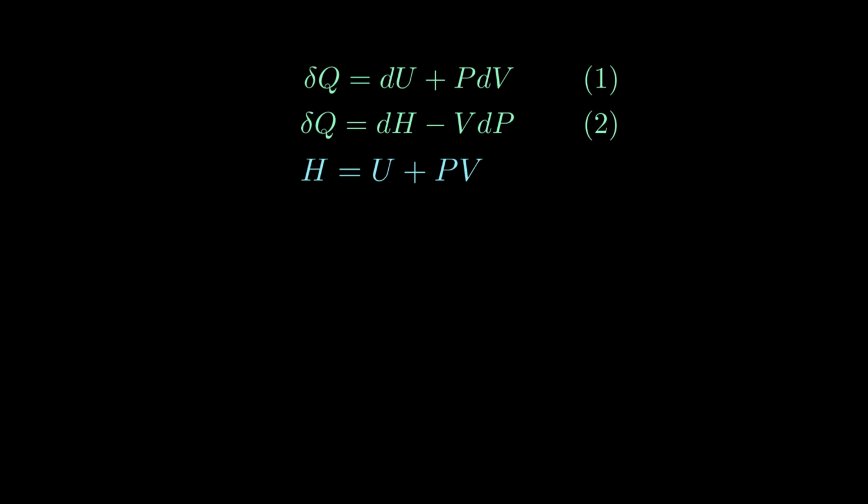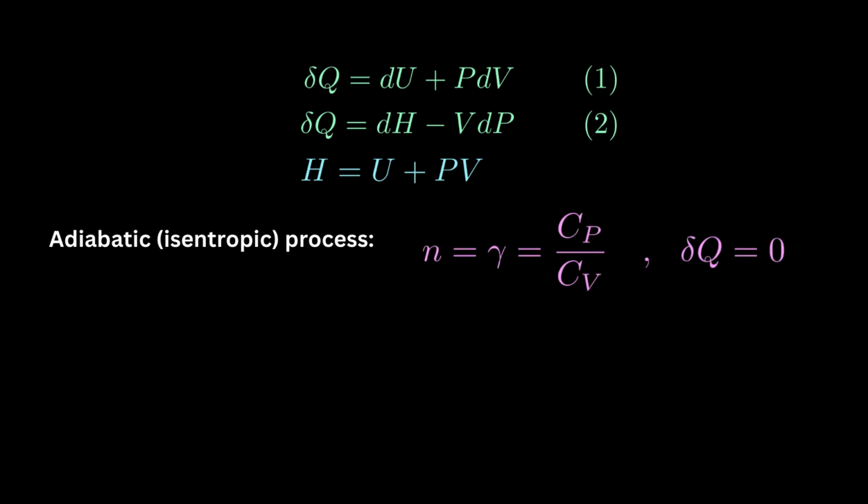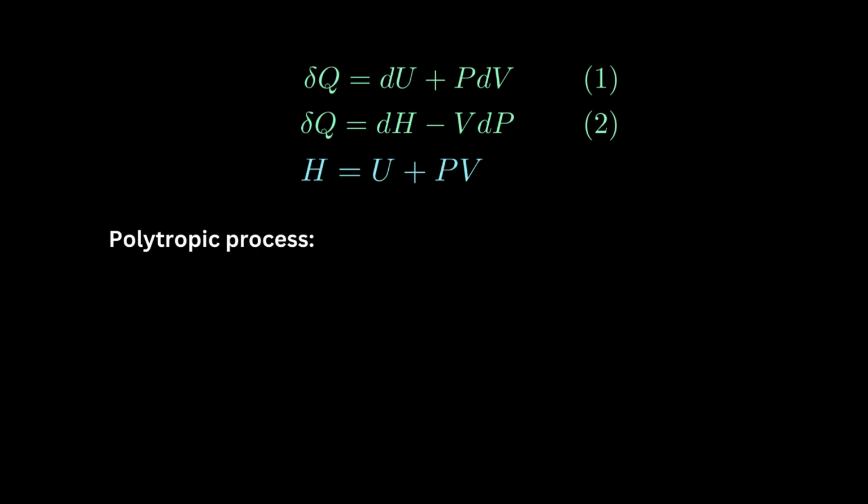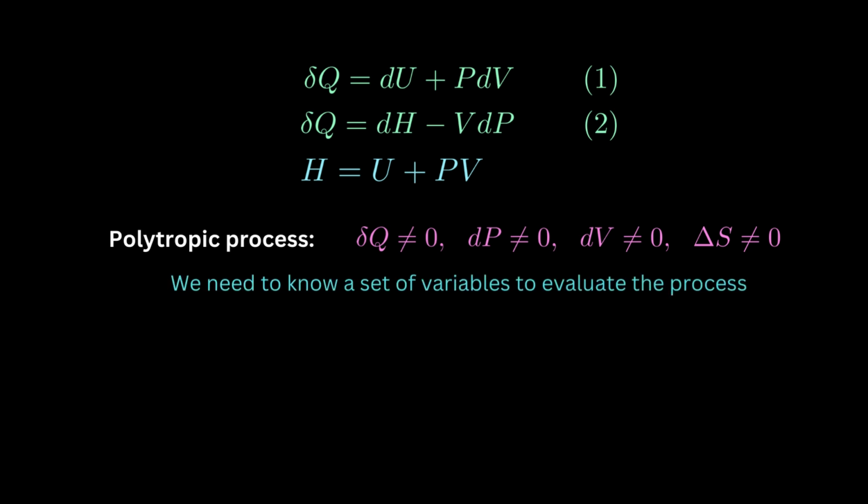The easiest reversible process in terms of entropy calculation is the adiabatic process. It is also called the isentropic process. The entropy remains constant, since there is no heat exchange here. Besides this, we have the polytropic process. It is the most general reversible one, where nothing is constant. Everything changes. So, we need to simultaneously know some set of variables to calculate entropy.